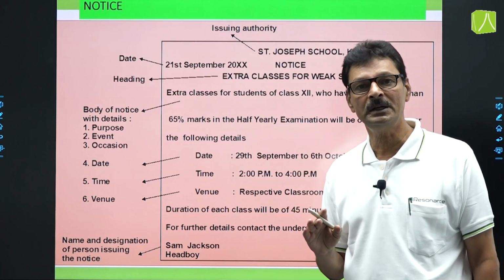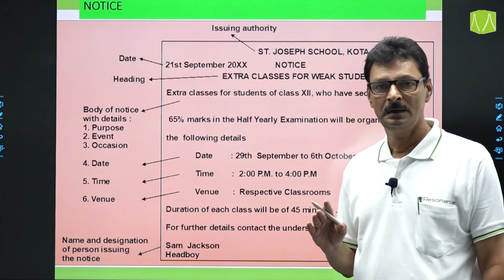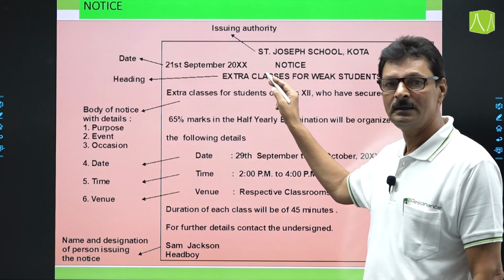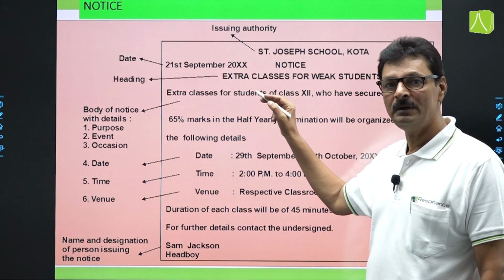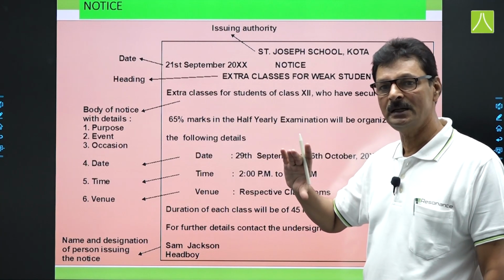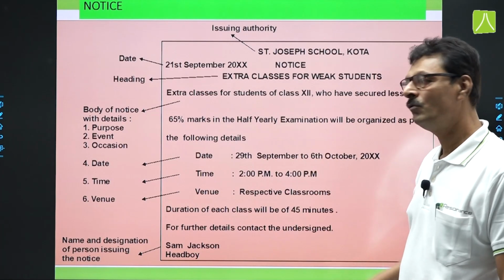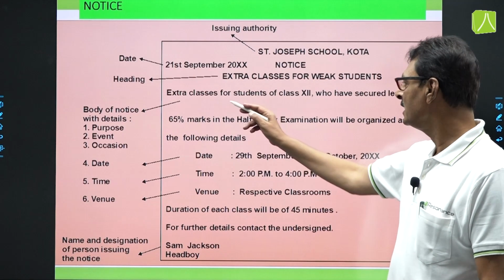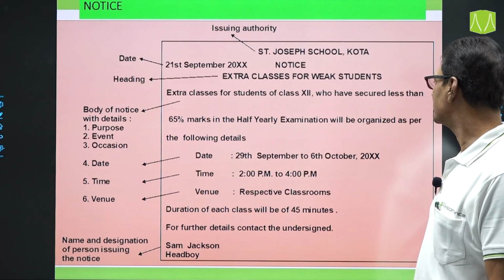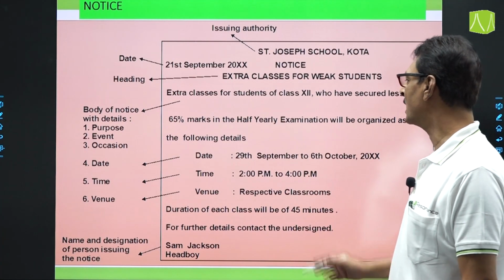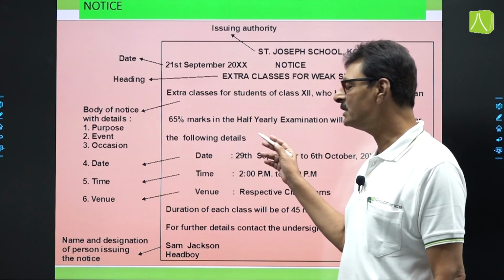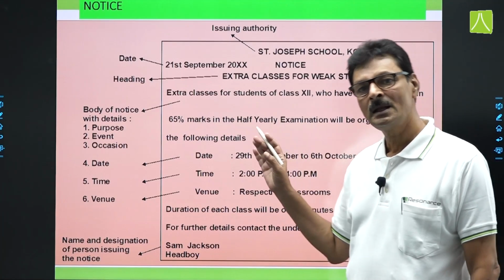See, leaving a line or not leaving a line is no rule as such, but do not leave a line over here. After you have written this heading, now you leave a line, this makes the body of the notice totally distinct, and straightway the what, when, where answers should be there. So, extra classes for students of class 12th who have secured less than 60% marks in the half yearly examination will be organized as per the following details. So, this is the way you can put up the notice.